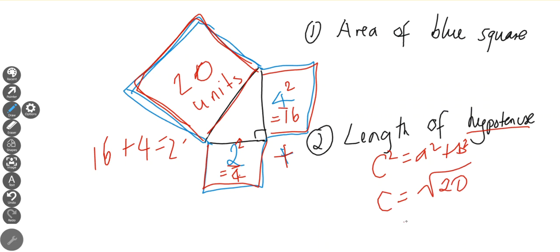And that's it. Now we can just round this off to get an approximate answer. So the square root of 20, I'll just put it into my calculator, is approximately 4.3 units. Okay, and we found the length of the hypotenuse.